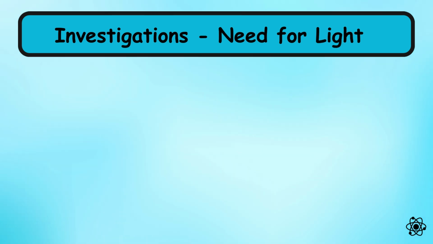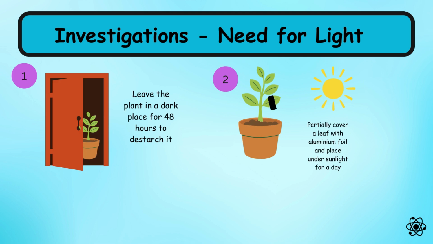Next, let's investigate the plant's need for light in order to photosynthesize. Just as with the previous experiment, the plant must be first destarched by leaving it in a dark place for 48 hours. Then partially cover a leaf of the plant with aluminium foil and place the plant under sunlight for a day. The leaf can then be removed and tested for the starch.